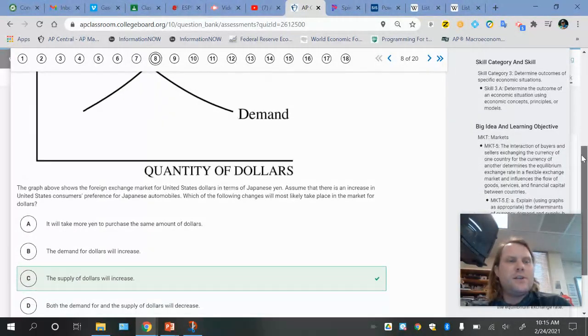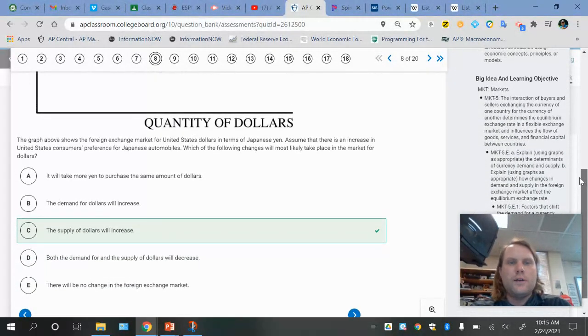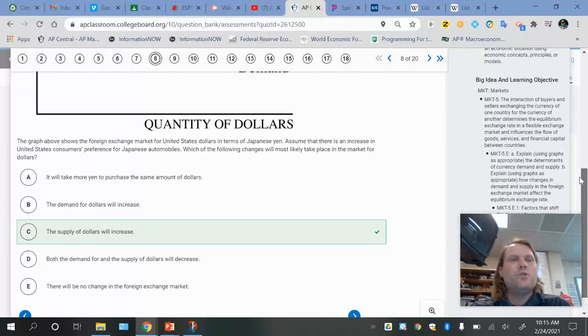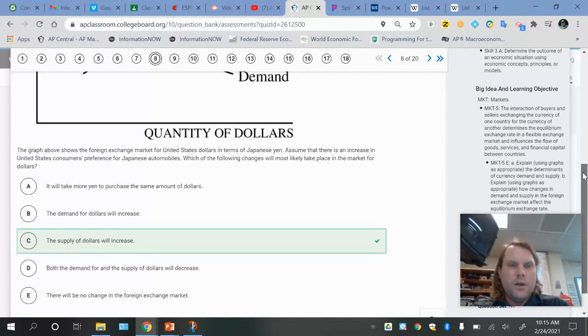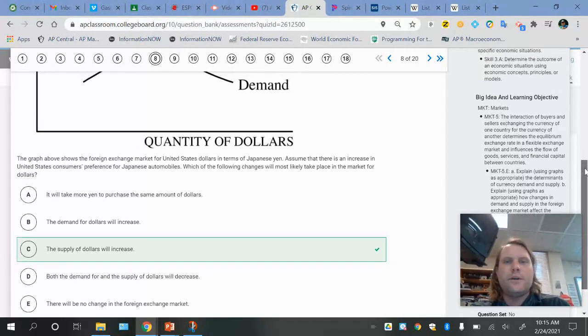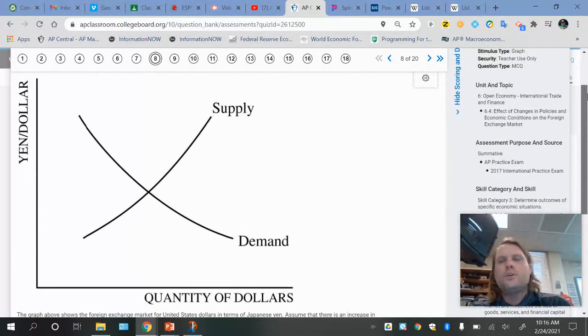All right, number 7 here, or number 8, sorry. The graph above shows the foreign exchange market, the U.S. in terms of Japanese yen. Assume there's an increase in United States consumers' preference for Japanese automobiles. Which of the following changes will most likely take place in the market for dollars? Okay, so we are talking about dollars.